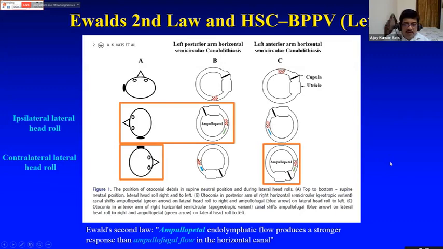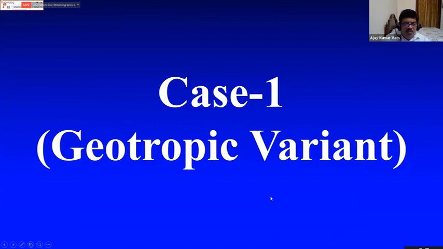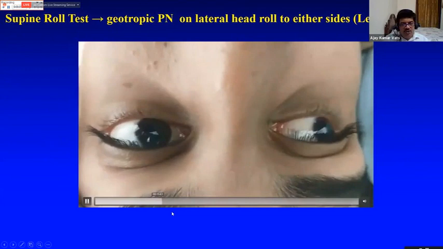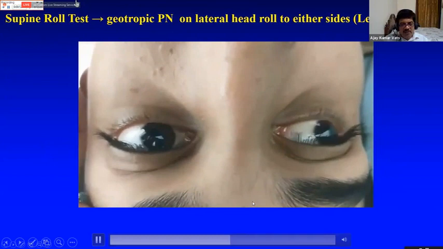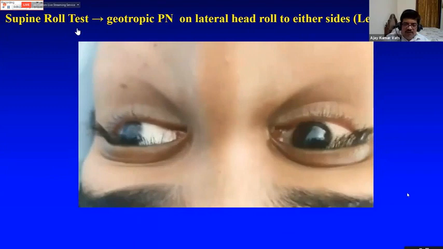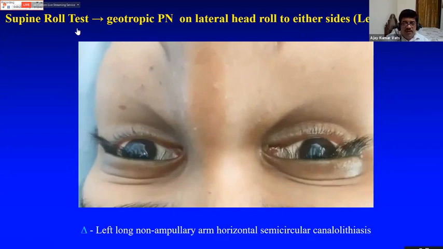With this, we start our first case. This is a 17-year-old male patient who came with a history of 2 days of vertigo, and his supine roll test on lateral head roll to the right elicits a geotropic nystagmus. And if it is geotropic with the quick component beating towards the lowermost ear, it has to be identical on the left side also. And this indeed was, and it was quicker. As you can see, the more intense nystagmus was on lateral head roll to the left side. So this was a case of left-sided long non-ampullary arm horizontal semicircular canalolithiasis.